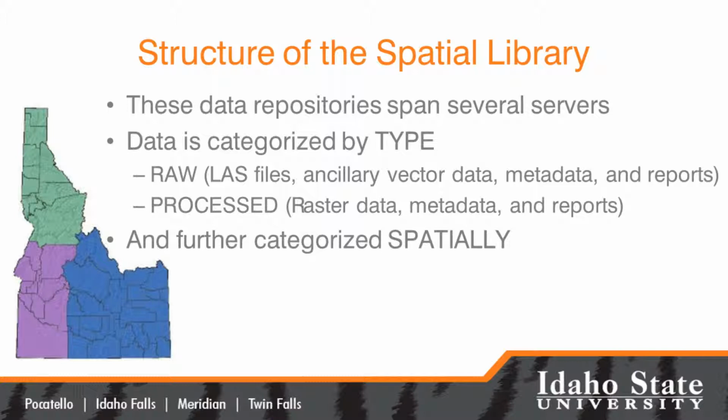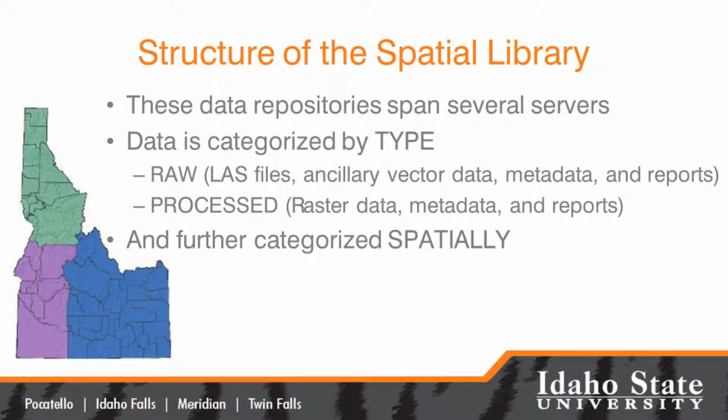If you're not interested in those, you may be interested in the processed data. That's the raster data in TIFF file format. This is the bare earth models, the intensity images, the highest hit, those sort of things, as well as the metadata and reports. Most people want the metadata and reports no matter where they go, so we've replicated that data in both the raw and the processed subfolders. So you don't have to go hunting around to get the reports and so on and so forth.